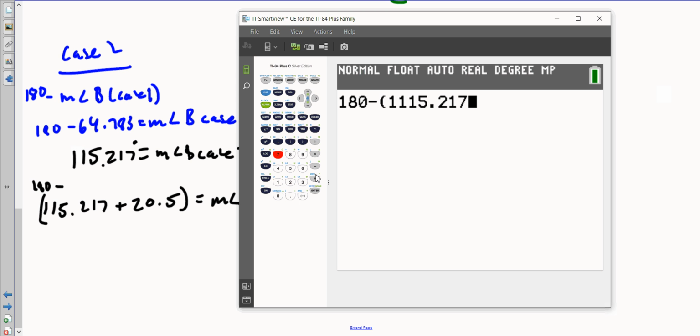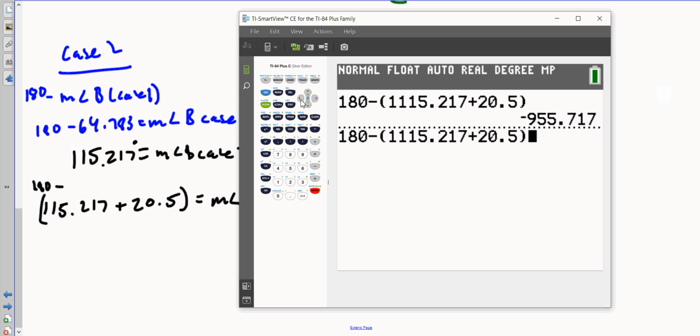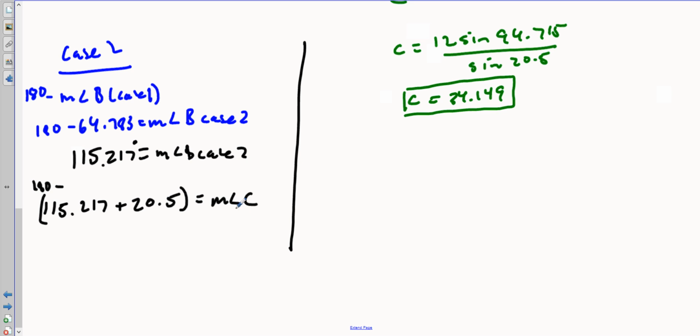All right, 180 minus the quantity 115.217 plus 20.5, close parentheses, press enter, and we have, holy cow, you probably saw that, I didn't even notice it when I was going through. Make sure you don't put in extra values when you're doing that. Sorry about that. Now let's try this again: 44.283. So this angle is 44.283. That's the measure of angle C for the second case.